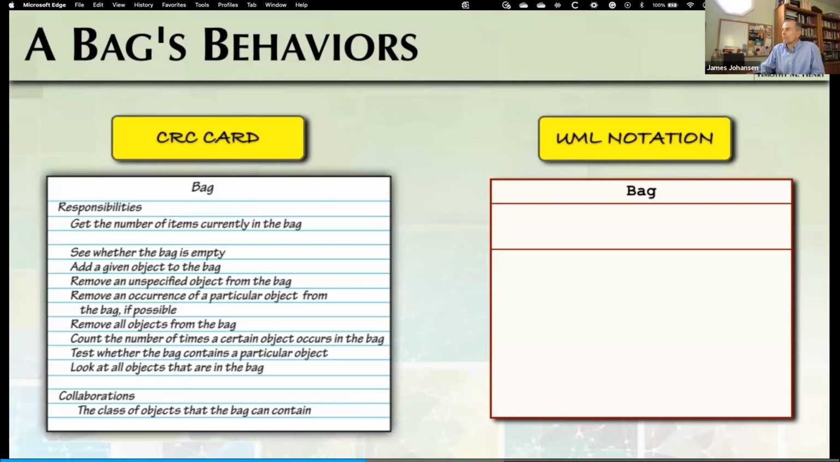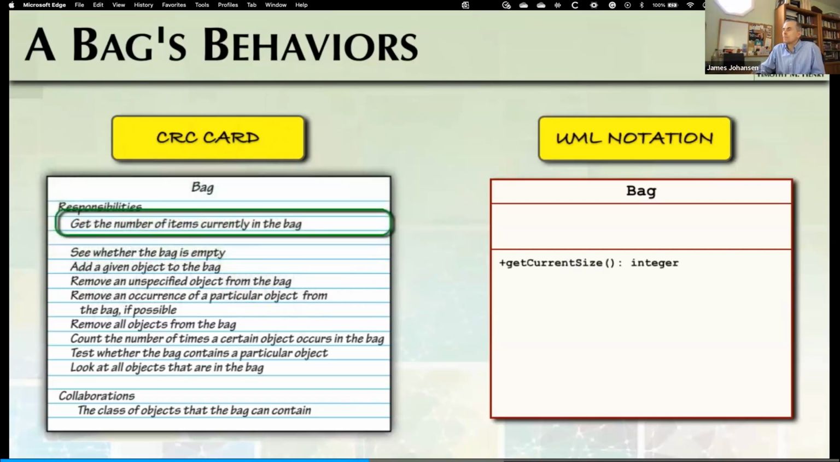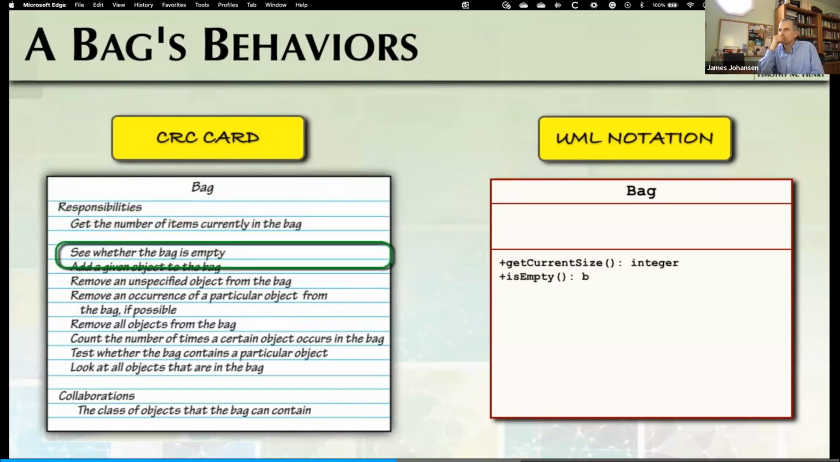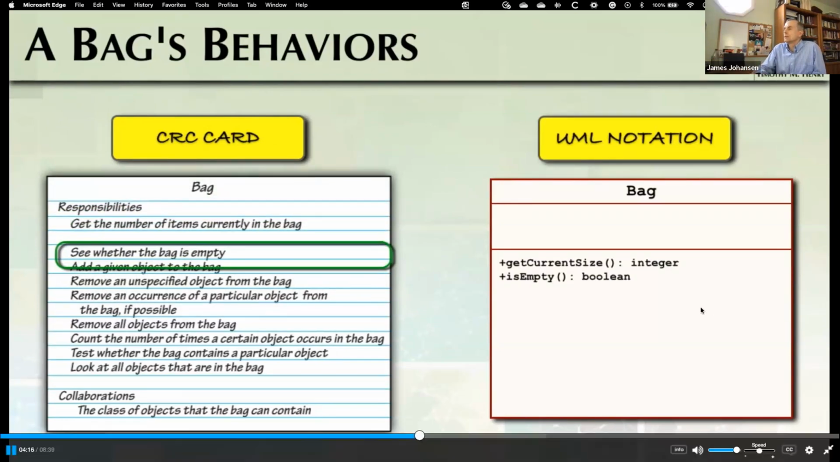As behaviors, our methods should begin with action verbs. For example, when finding the number of items in the bag, we get current size. This method returns the number of items, so it should return an integer type. It doesn't need any parameters since it operates on the bag itself. Similarly, isEmpty does not need any parameters. This method is only checking the status of the bag. As a predicate or yes/no question, it can return a Boolean value.